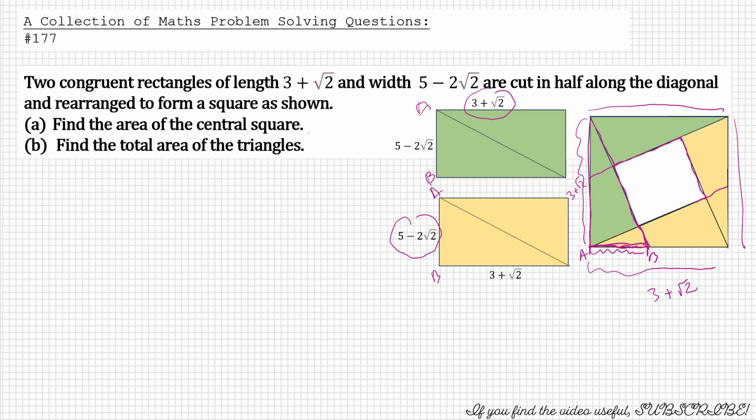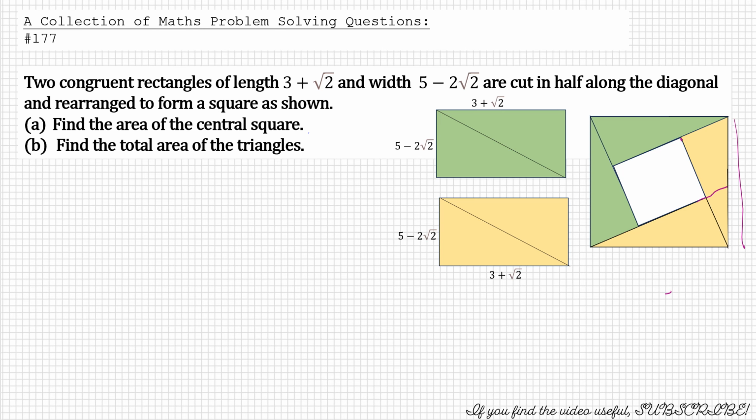So what we get is the side length of the smaller square. This much is 5 minus twice root 2, and the whole thing would be 3 plus root 2, and the side length would be equal to this part. These are all 90 degrees.